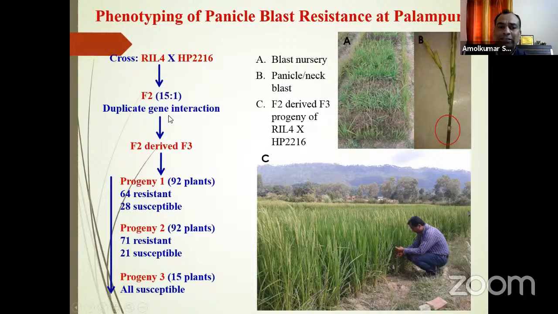So we checked it in F2-derived F3, where three different progenies, progeny 1, progeny 2 and progeny 3, we have characterized, and this is in Malan. And if we see here, this is the blast nursery, where if there is blast, the plant does not survive. And in panicle blast, you can see this black color in the neck.